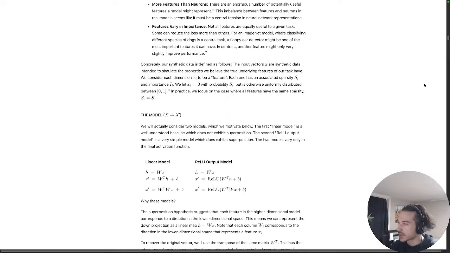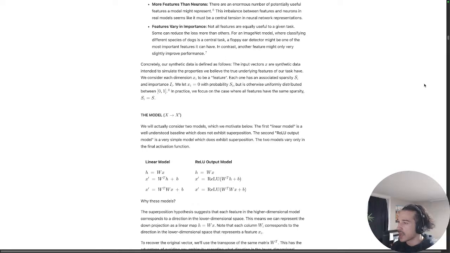The input vectors x are synthetic data intended to simulate the properties we believe the true underlying features of our task have. We consider each dimension x sub I to be a feature. Each one has an associated sparsity, s sub I, and importance, I sub I. We let x sub I equal 0 with probability s sub I, but is otherwise uniformly distributed between 0 to 1.